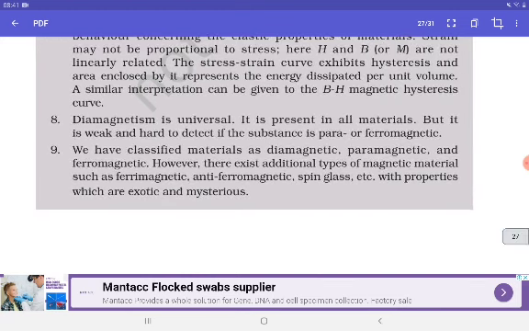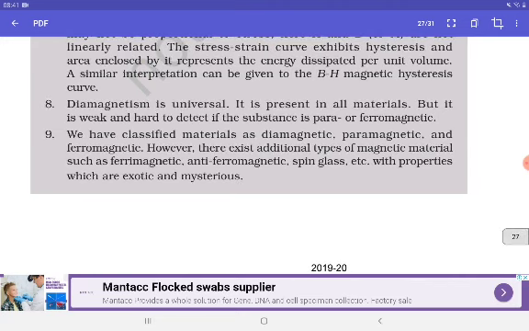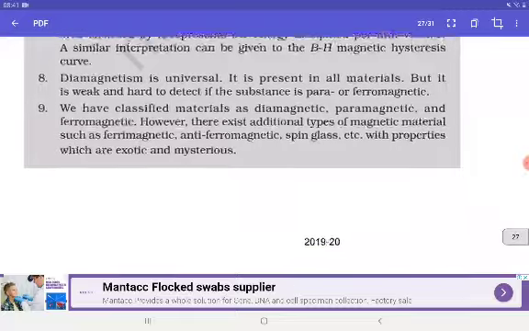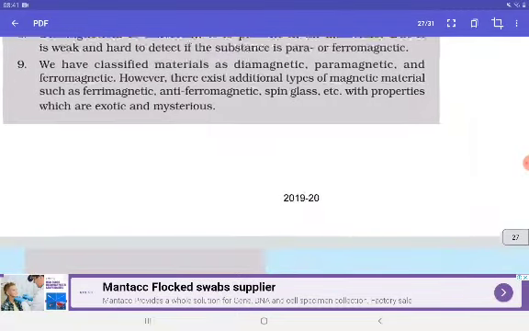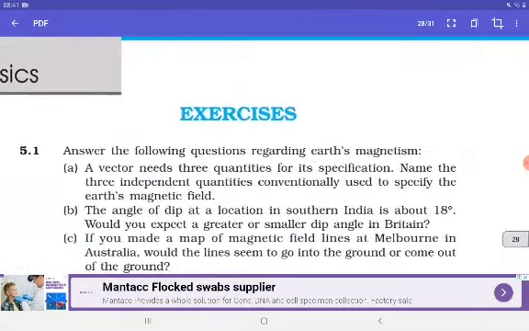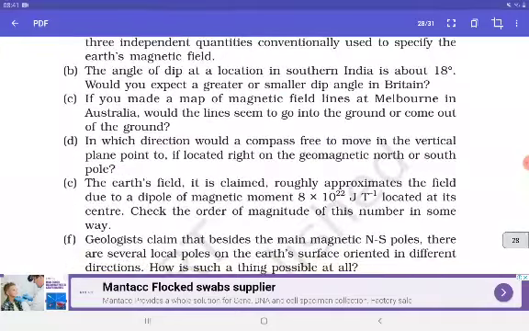Diamagnetism is universal. It is present in all materials, but it is weak and hard to detect if the substance is para or ferromagnetic. We have classified materials as diamagnetic, paramagnetic, and ferromagnetic, etc. However, there exist additional types of magnetic materials such as ferrimagnetic, antiferromagnetic, spin glass, etc., with properties which are exotic and mysterious. Next, we are having the exercise of this particular chapter.